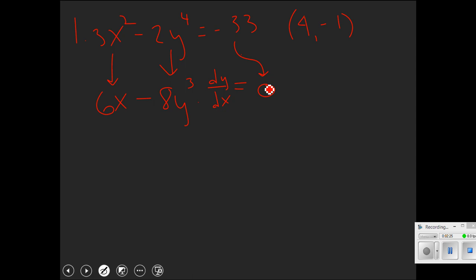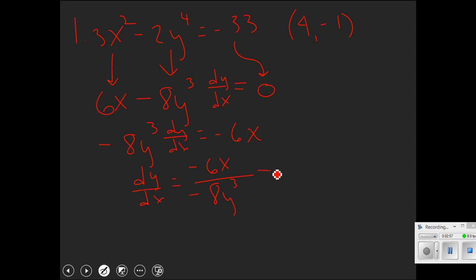So I'm going to get dy/dx by itself. I'm going to move that 6x over. So I have negative 8y cubed dy/dx equals negative 6x. Okay, I'm going to divide both sides by negative 8y cubed. So we have dy/dx equals negative 6x over negative 8y cubed. And you could reduce that, but I'm not going to because I know I'm just going to substitute points in anyway.